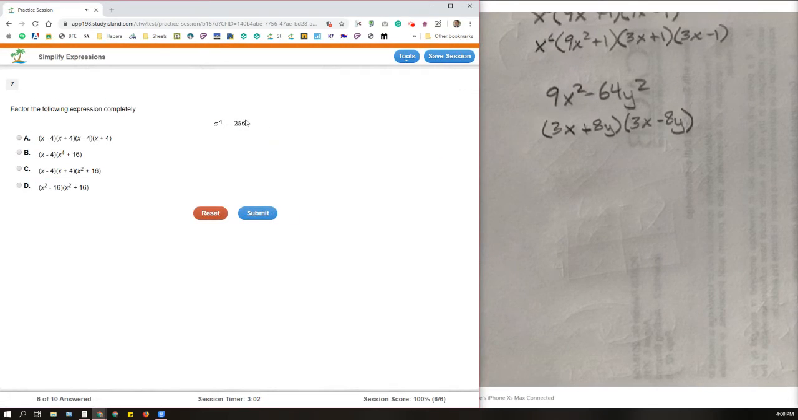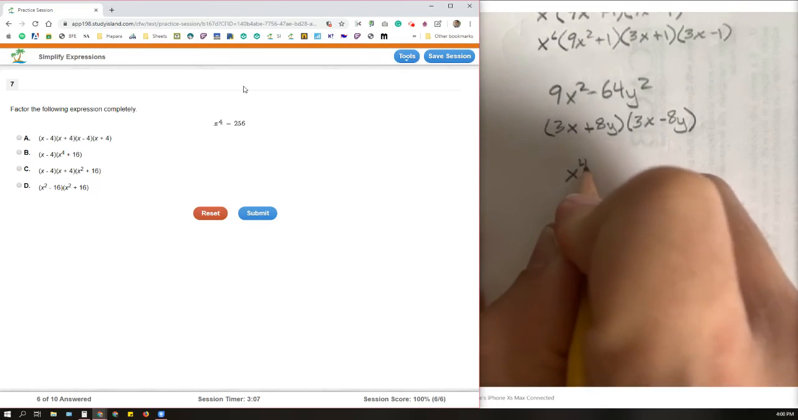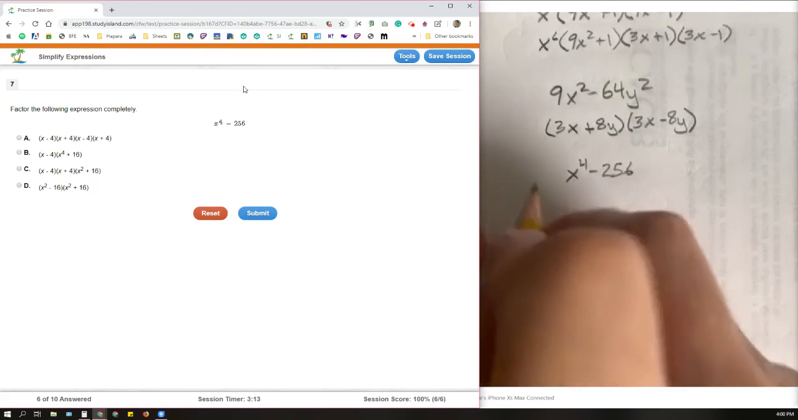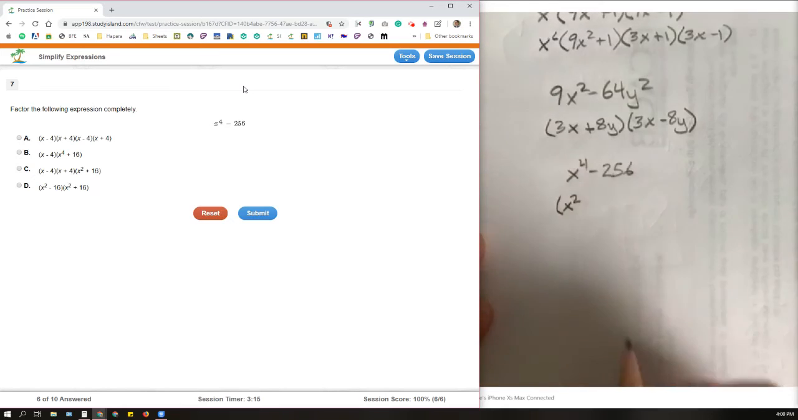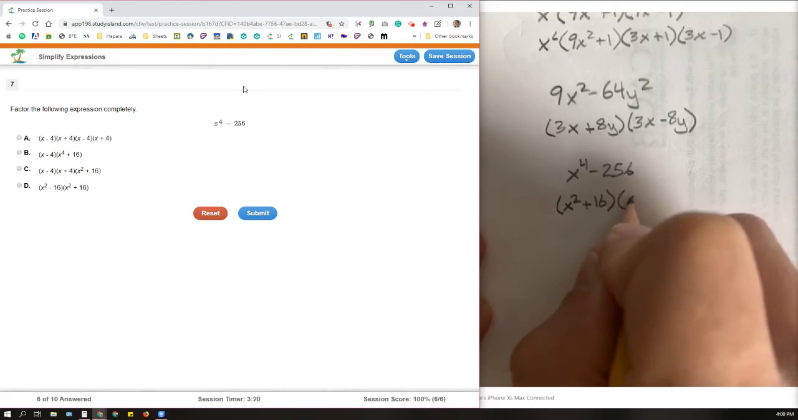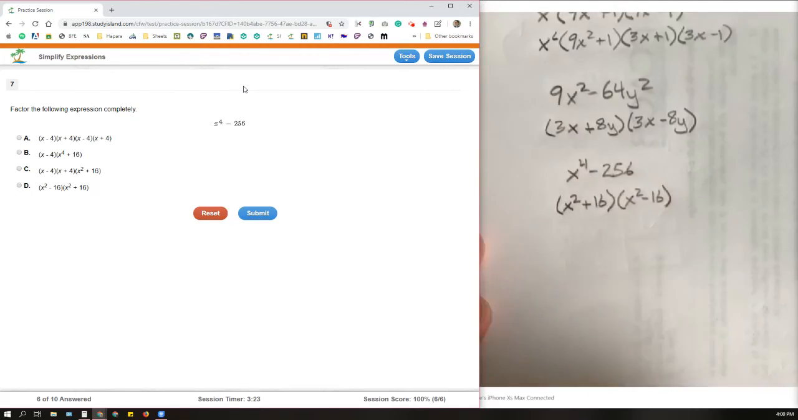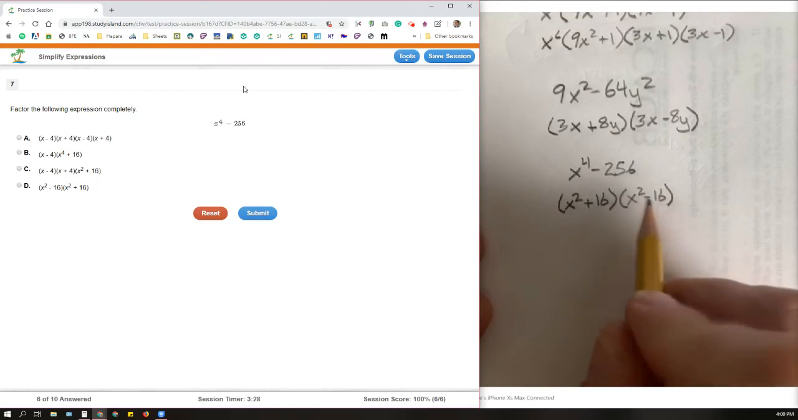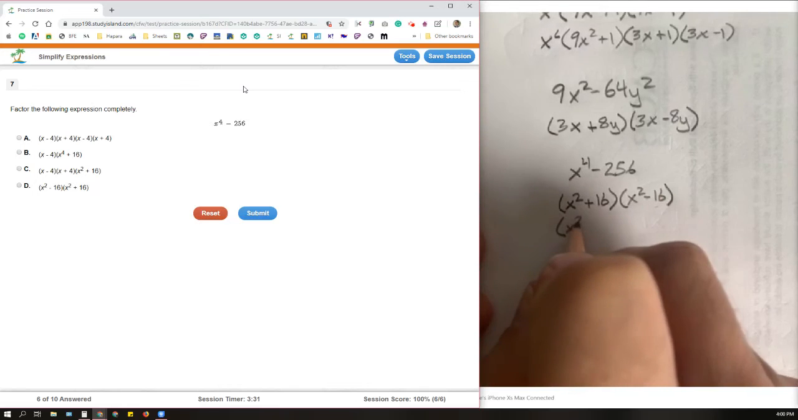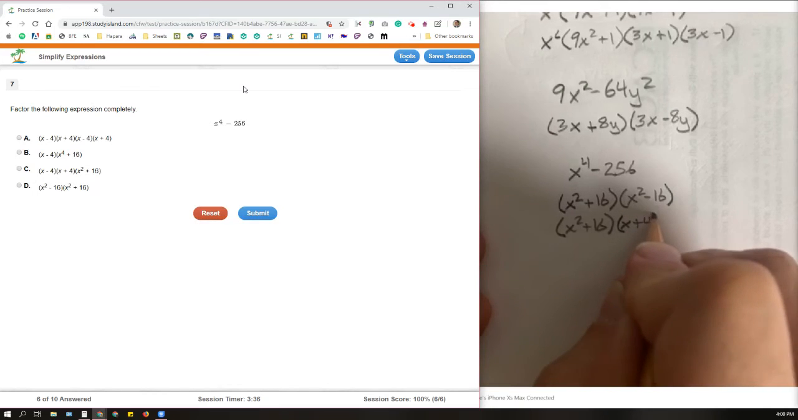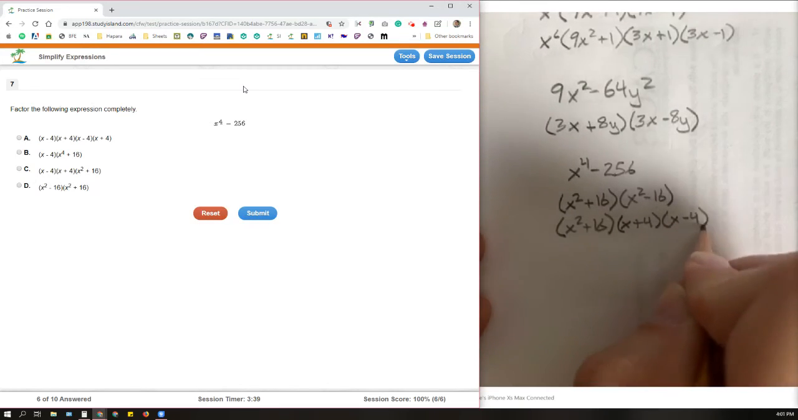And again, we have the difference of two squares, x to the 4th minus 256. Let's do it. What is the square root of x to the 4th? X squared. What is the square root of 256? 16. So we have x squared plus 16 times x squared minus 16. So hopefully you can see where this is going already. We have x squared minus 16. That's another difference of two squares, so we have to keep going. Bring down our x squared plus 16, and now we break this up into x plus 4 times x minus 4.